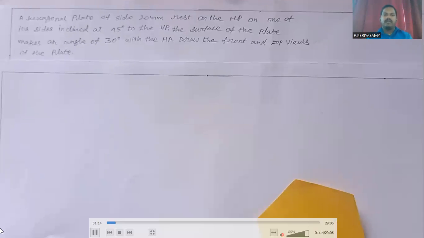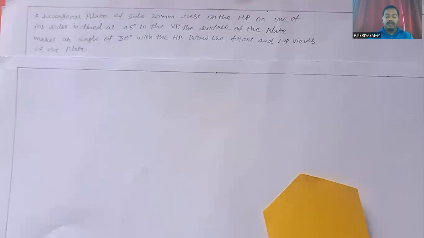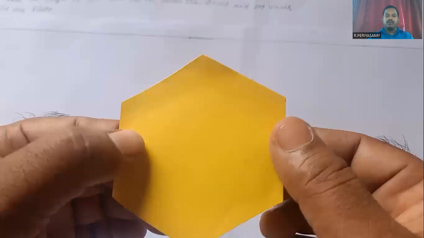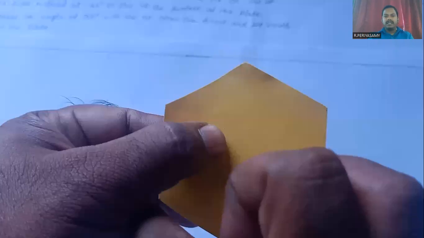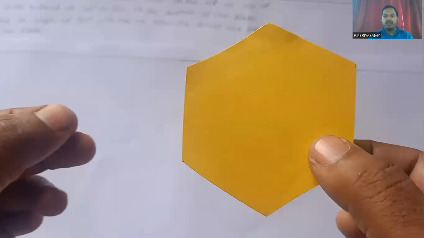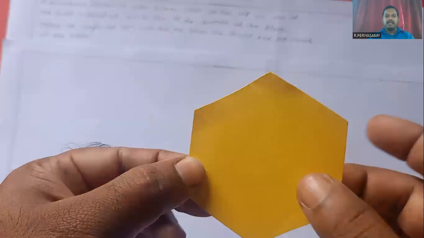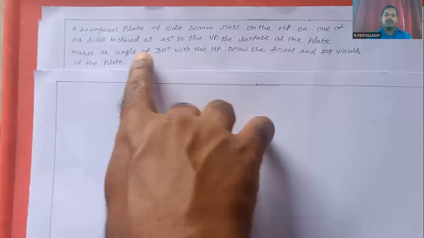Next, when the plane is inclined at 30 degrees to the HP, we have to draw its front view projection and its top view projection. When the plane is inclined at 45 degrees to the VP, we also have to draw its front view projection and the top view projection.